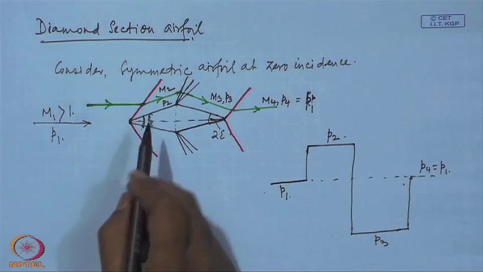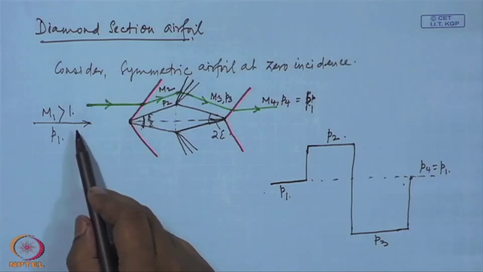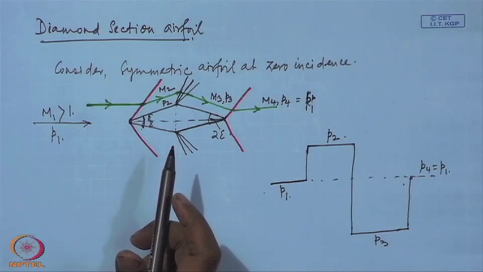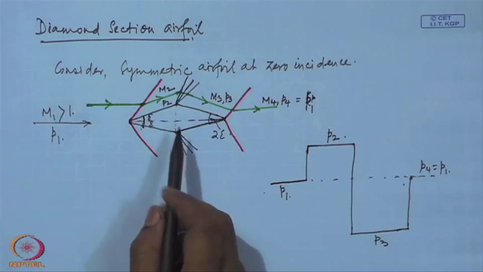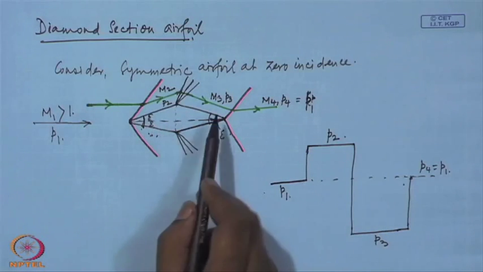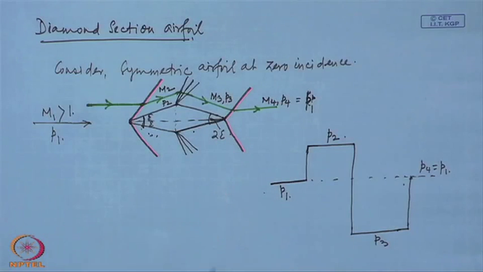Now, if the geometry is symmetric and at 0 angle of attack, the flow is also symmetric on the upper and lower surface, as we have discussed, and consequently the pressure on this face is also equal to P2 and pressure on this face will also equal P3. Consequently, there is no lift force in this case. The pressure distribution has upper and lower surface symmetry, no lift force.